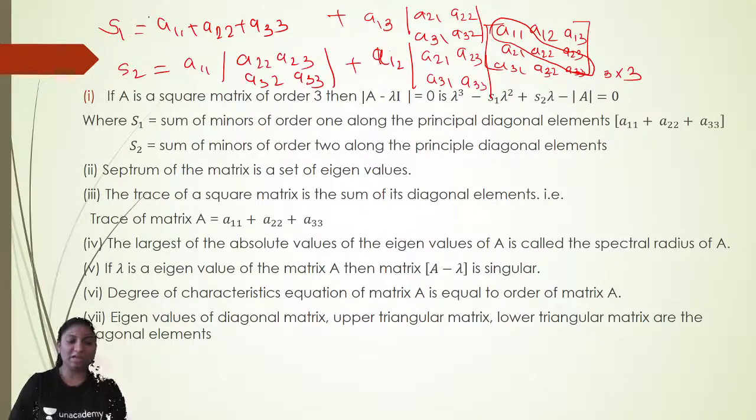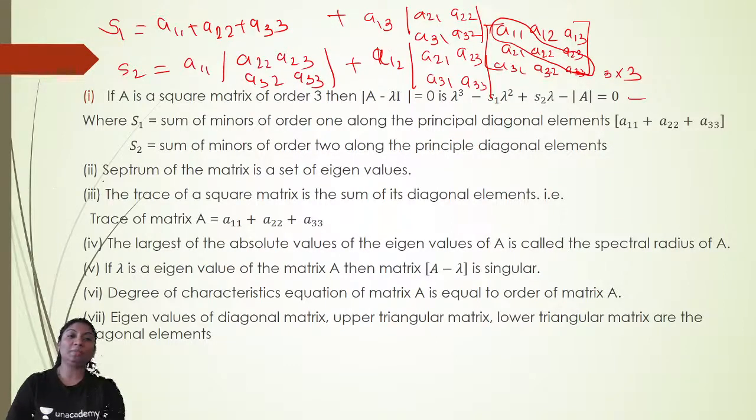Okay, so S1 and S2. Now here lambda, determinant of A, we can calculate. Now we know how to calculate the determinant of A here. So using these values, you will get the characteristic equation.